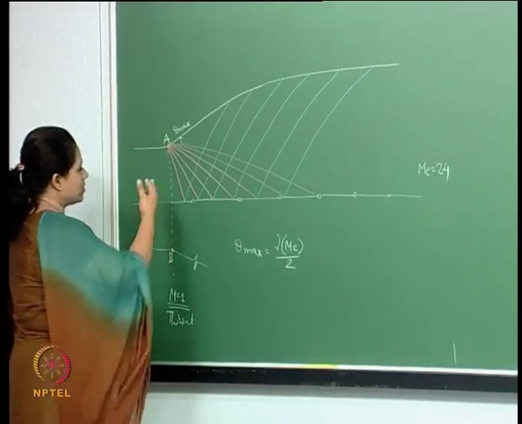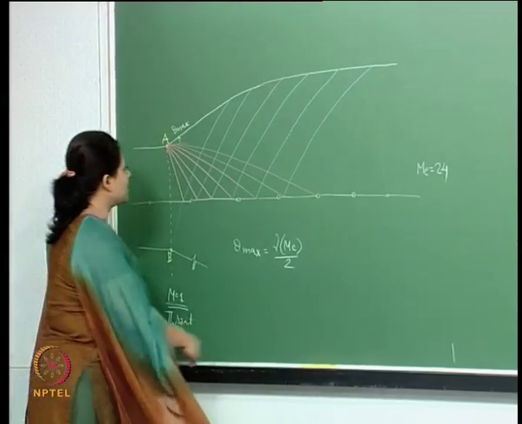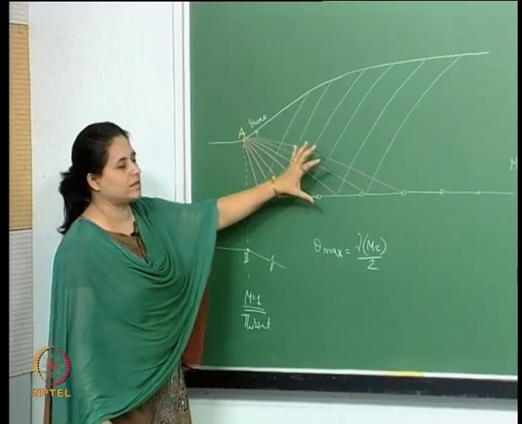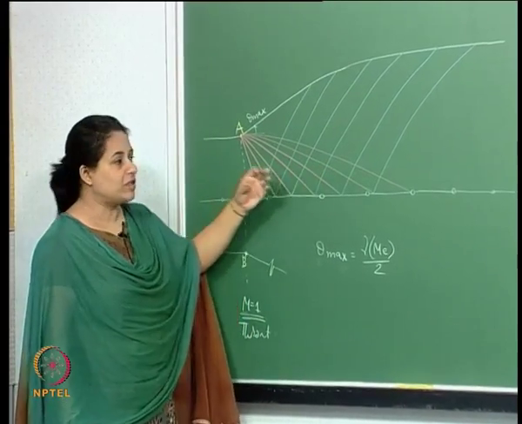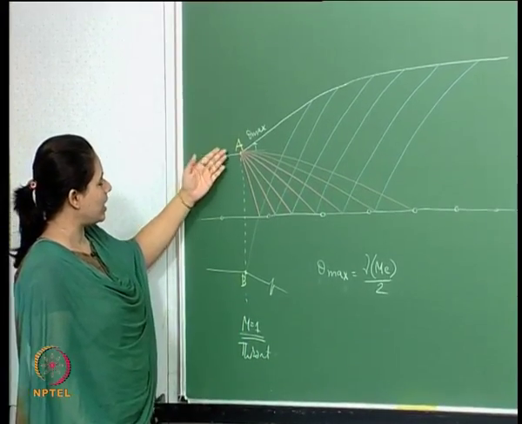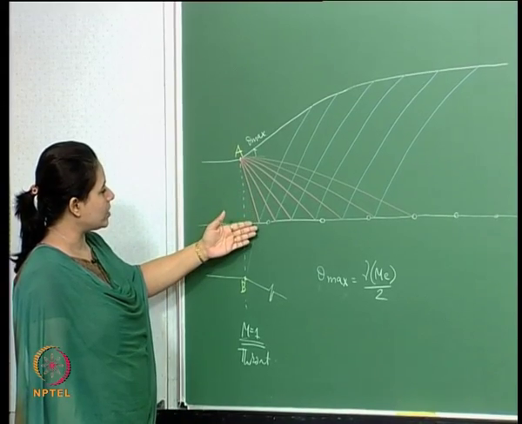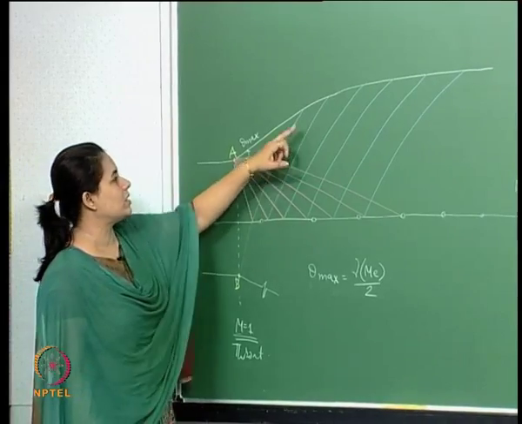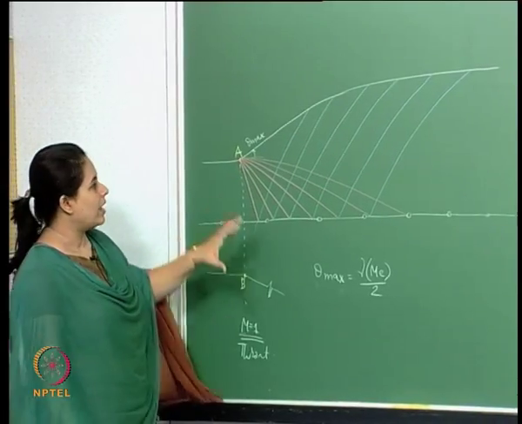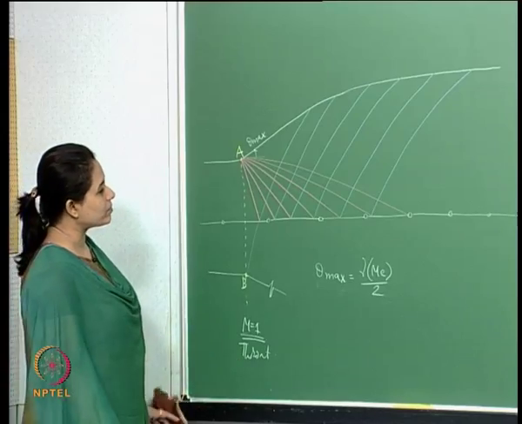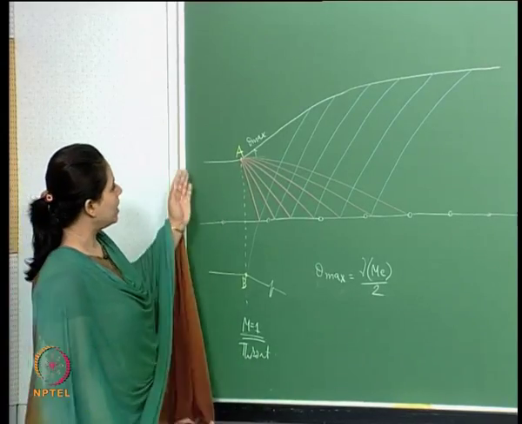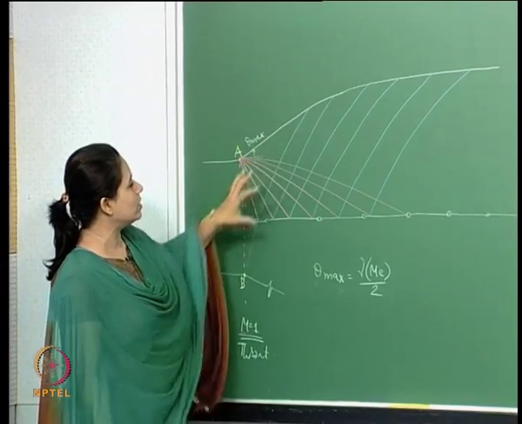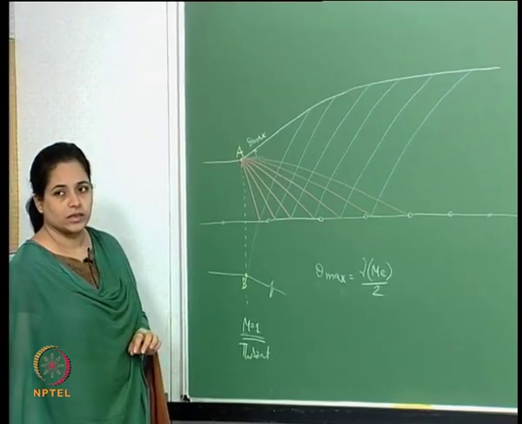Once we draw this sort of an expansion fan, what you essentially see here is actually a grid. But this is a special kind of grid because these are left running characteristics, the red ones and pink ones, and the blue ones are right running characteristics. And we know from our analysis in the last couple of lectures that there are certain relations called compatibility relations which are valid on these characteristics.